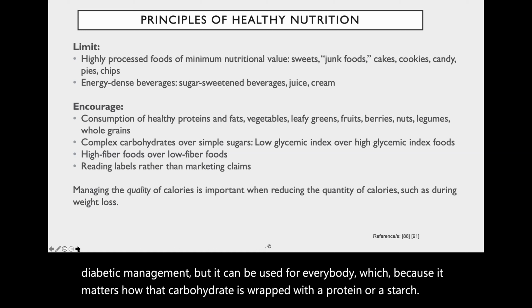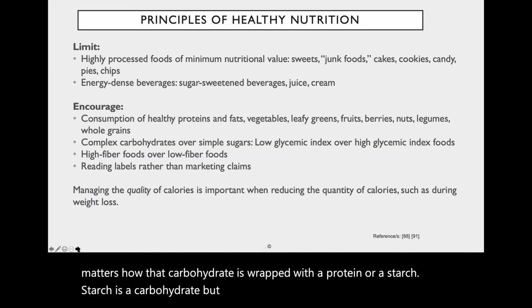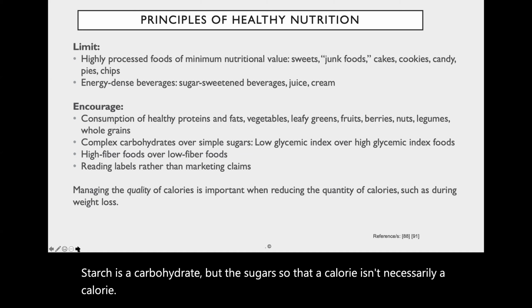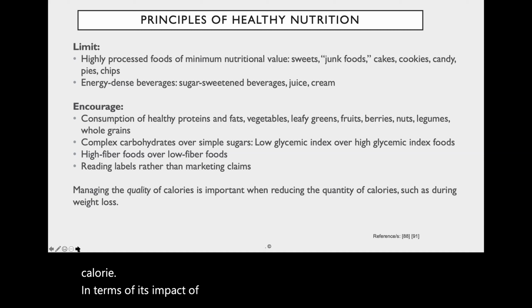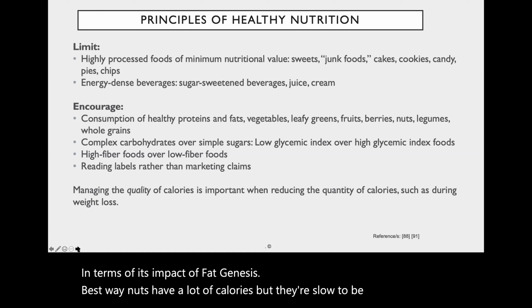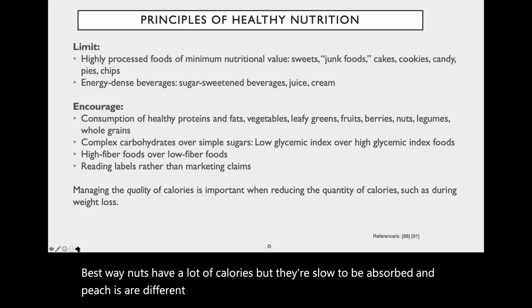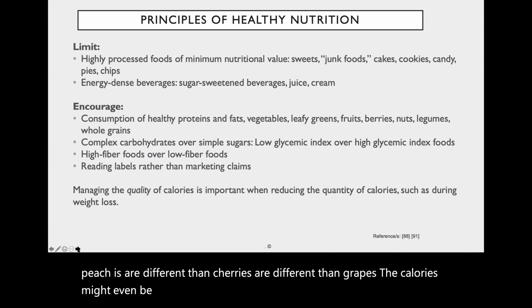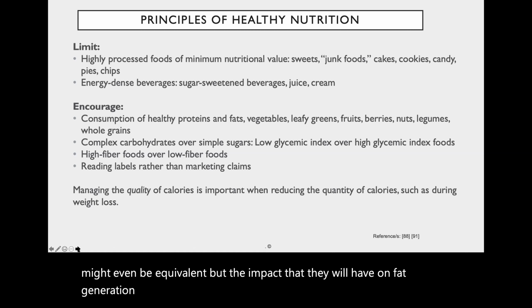Starch is a carbohydrate, but the sugars, so that a calorie isn't necessarily a calorie in terms of its impact on fat genesis. That's why nuts have a lot of calories, but they're slow to be absorbed. And peaches are different than cherries, they're different than grapes. The calories might even be equivalent, but the impact that they will have on fat generation is different, and it relates to their glycemic index.